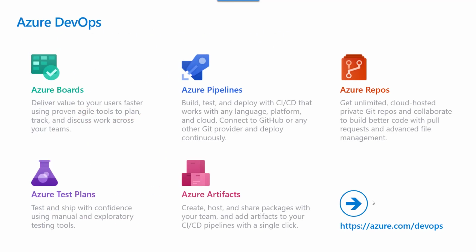When we look at Azure Boards, it's all about delivering value to our users using proven agile tools. So it supports sprint planning, capacity planning, Scrum, boards, and all these capabilities. Azure Pipelines supports building continuous integration and continuous delivery pipelines, working with any language, any platform. It also supports working with GitHub and Azure Repos, which provides unlimited cloud-hosted private Git repos and supports pull requests and advanced file management. Azure Test Plans is where we start testing and verifying the application and have traceability back to the requirements. Azure Artifacts is where we will store our packages for our CI and CD.